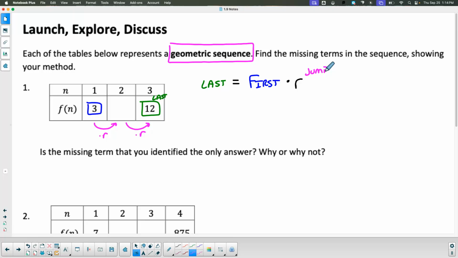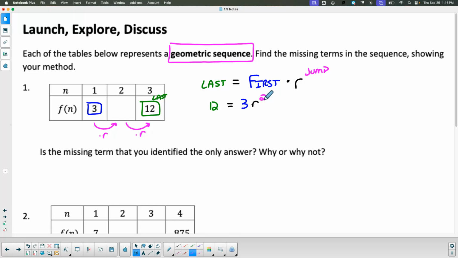So however many jumps you went, that's the power that goes on R. Because we multiplied by R, we multiplied by R again to get 12. So that means that we had to multiply by R twice. So we multiplied by R squared. Okay? So in this particular case, it would be 12 equals 3 times R to the second power. We have two jumps.